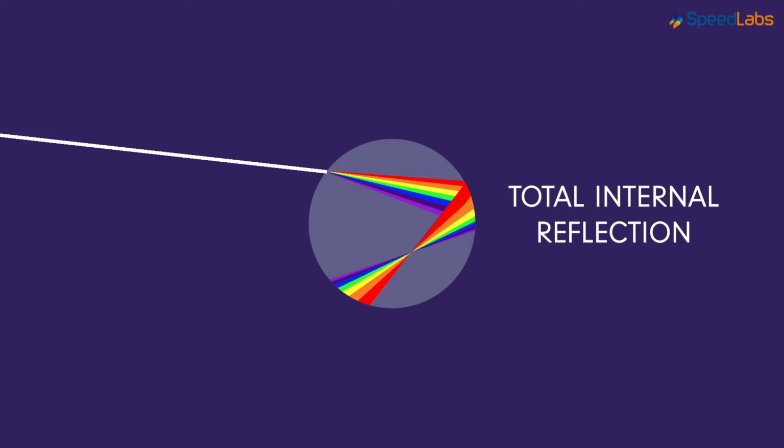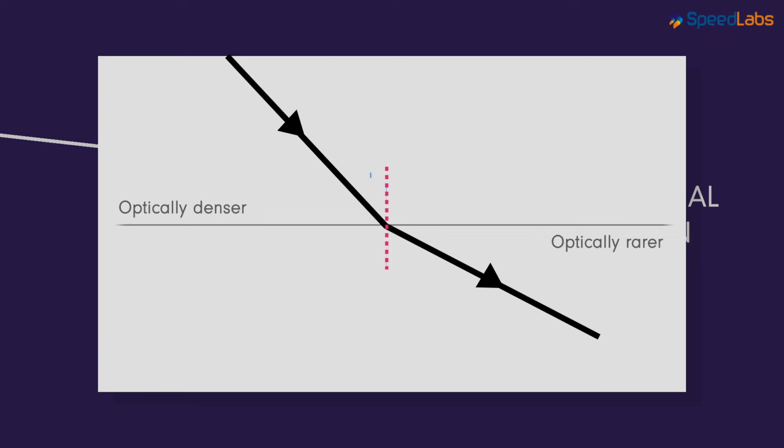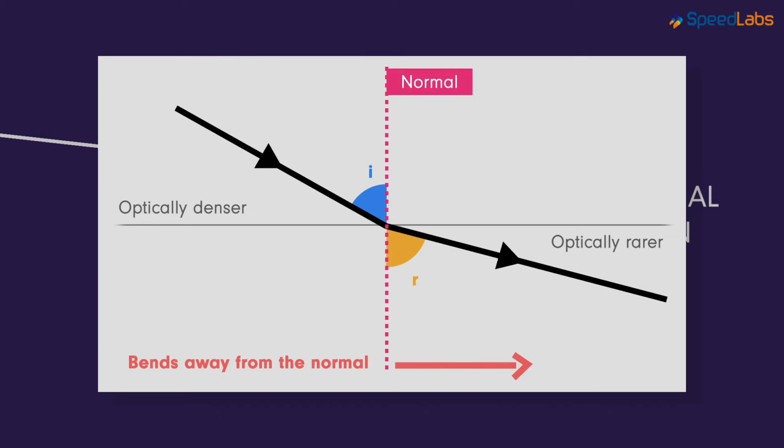Let me quickly enlighten you about this. We know when the light travels from an optically denser to an optically rarer medium, it bends away from the normal. And greater the angle of incidence, greater will be the angle of refraction.